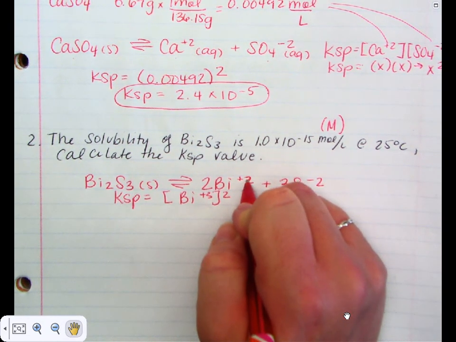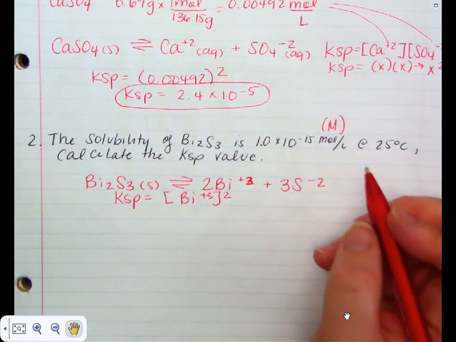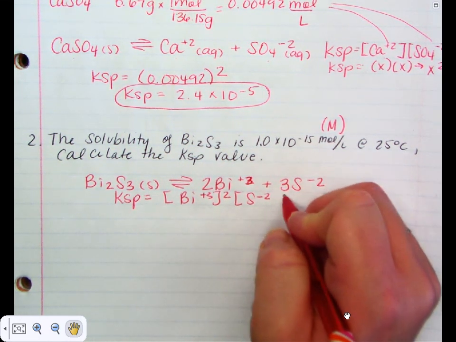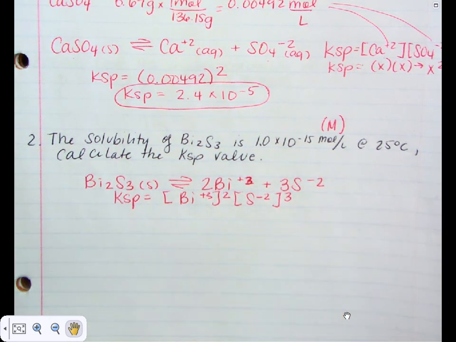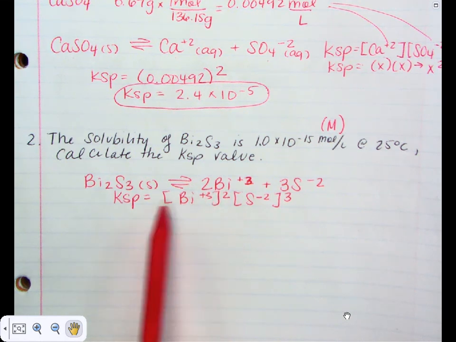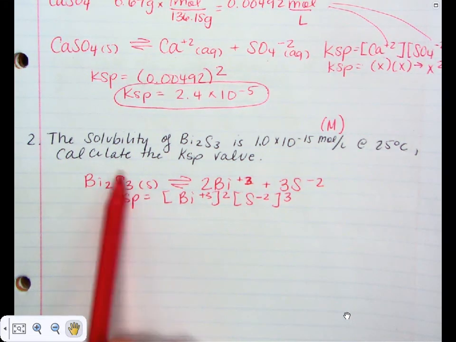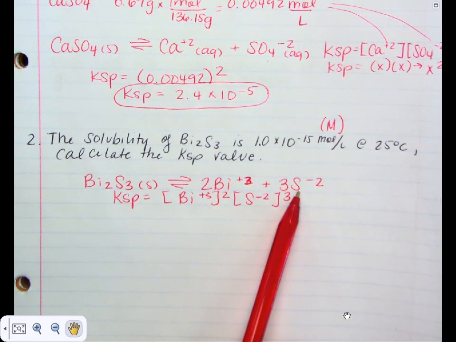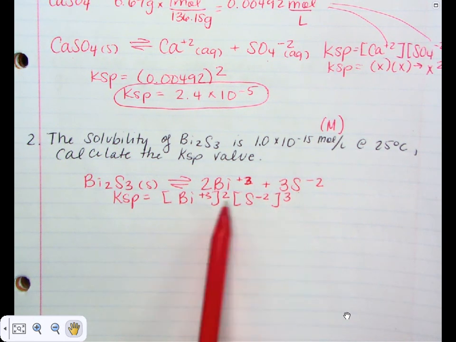Oops, my bad, guys. That should be a 3. BI plus 3 squared times S minus 2 cubed. Okay, well, that part we've seen before, so what's the new thing? When I'm finding Ksp, I have to recognize that every time one of these breaks down, I'm going to get 2 of these and 3 of these. And you're like, well, but you already have that there with the exponents.